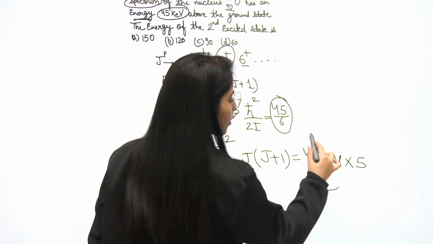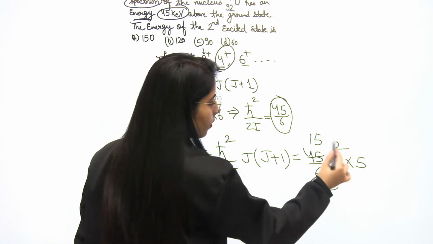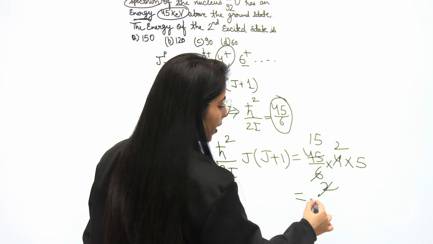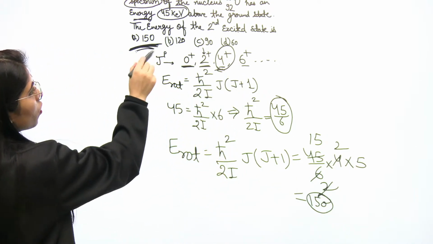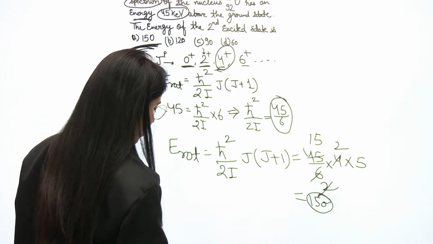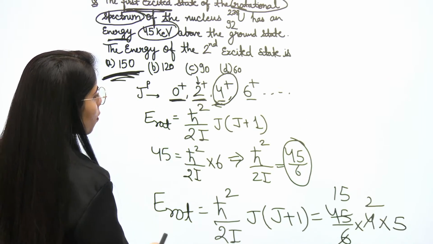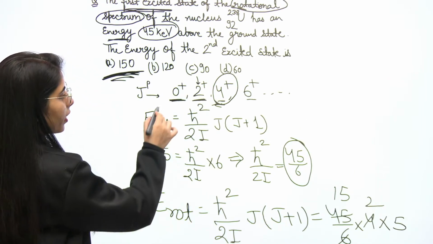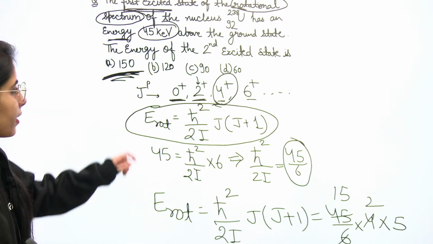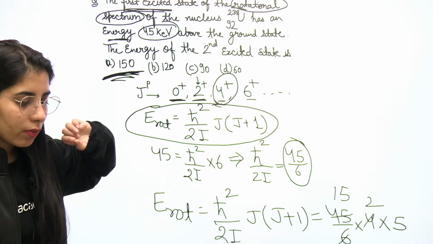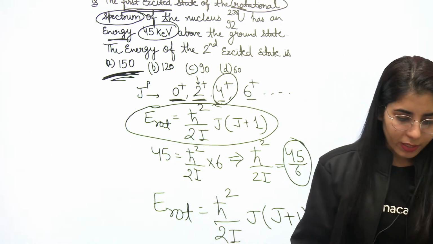3 2s are 6, 3 1s are 3, and 5. 2 2s are 4, and then 30 into 5, 150. That's going to be your right answer. The steps you have to consider are quite easy, simple, basic, and this rotational energy formula is a very important one. But the main thing you need to consider after knowing the formula is the value of J parity, the possible values of J parity. Clear? They are very important ones.